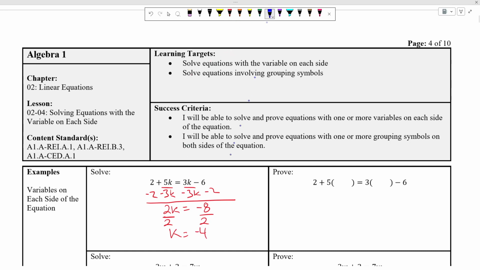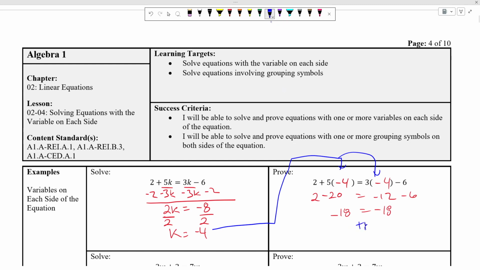Let's prove this, guys. Let's prove this out. Are we right? Well, you never know, really. Could always make a mistake. Let's see here. If I substitute -4, -4, this becomes 2 minus 20 equals minus 12 minus 6. 2 minus 20 is -18. Whoa, okay. Here we go. -18 equals negative 18.